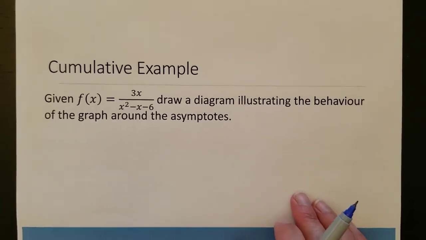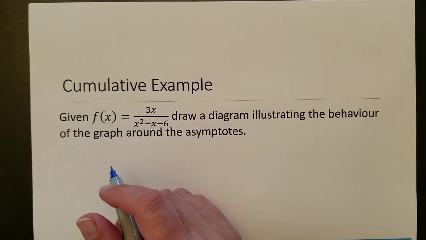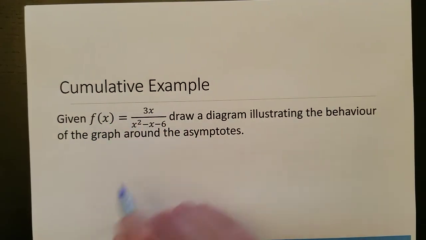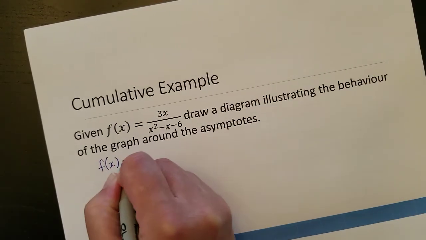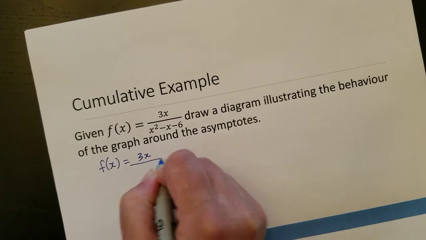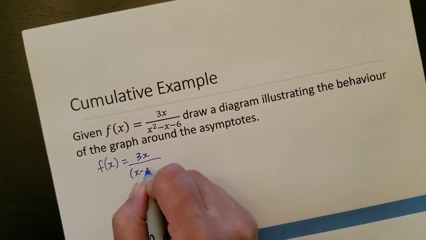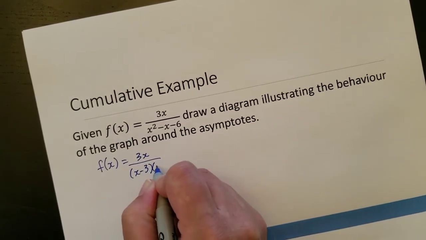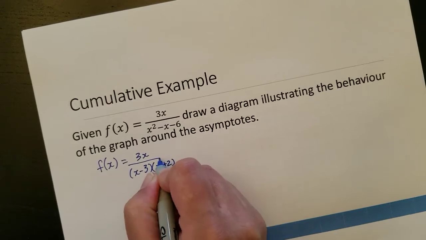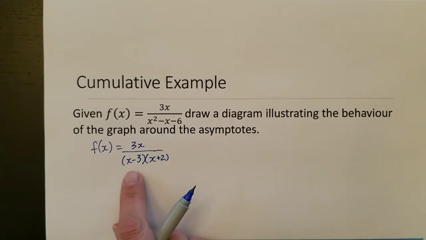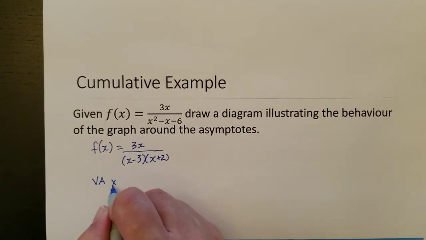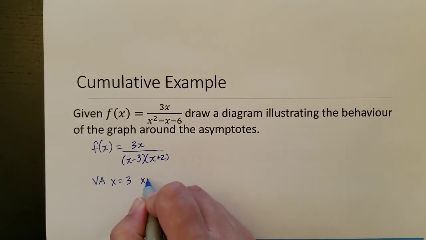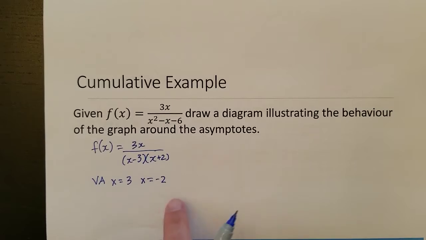So first I'm going to look at my vertical asymptotes for my function here. I'm going to rewrite this in factored form. x minus 3, x plus 2 on the bottom there. And we can see that our vertical asymptotes are x equals 3 and x equals -2.